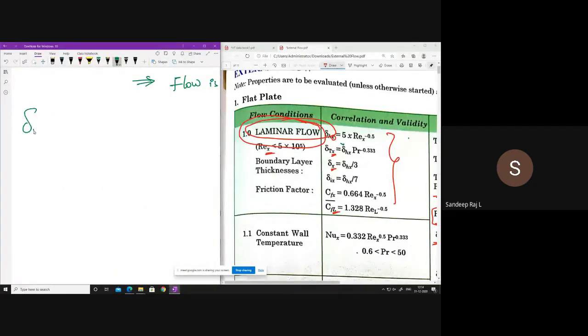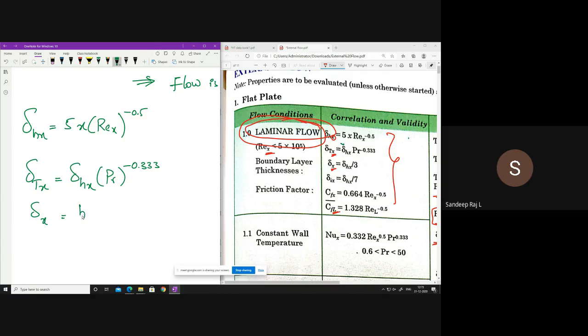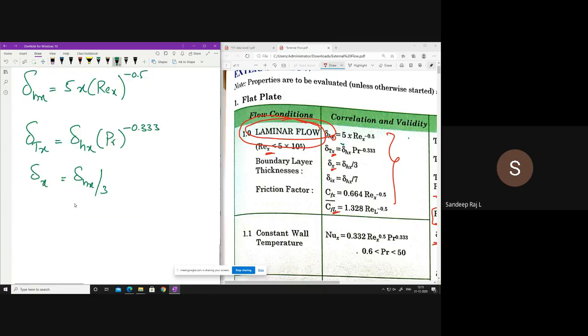Right. You need delta Hx, which is equal to 5 into x into Rex whole to the power of minus 0.5. Also, you need delta Tx, which is equal to delta Hx into Prandtl power minus 0.333, and delta x is equal to delta Hx by 3. I'm simply writing whatever the formulas that are there in the data book. Delta Ix is equal to delta Hx by 7.